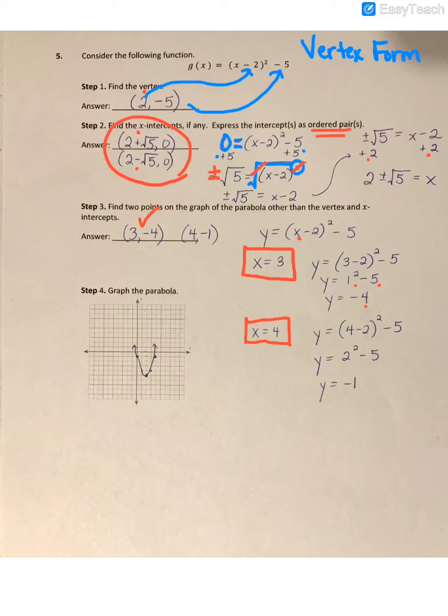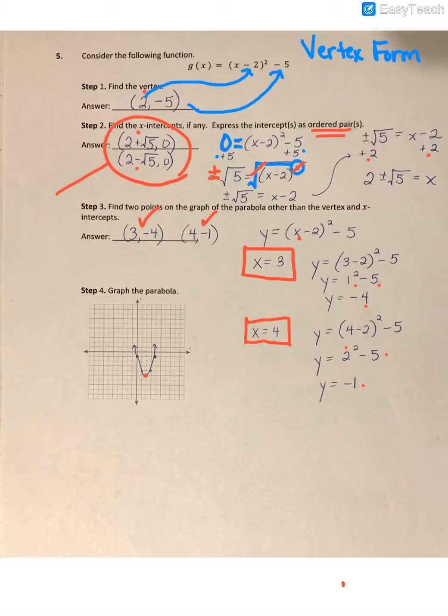When I plugged in the 4 minus 2, that left me with a 2. Then square it, minus 5. So 4 minus 5 left me with negative 1. So there's my second ordered pair. So now when I ask you to graph it, make sure that you show as many of those points as possible. So especially the vertex, which was at 2, negative 5.